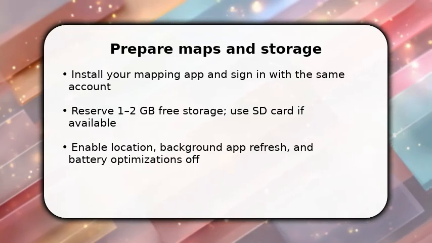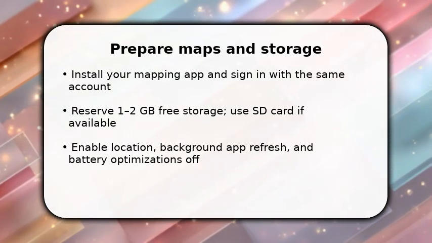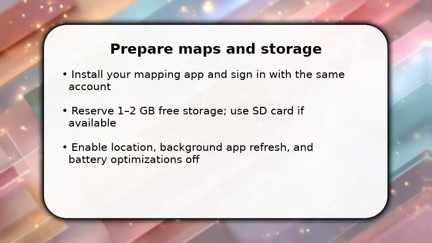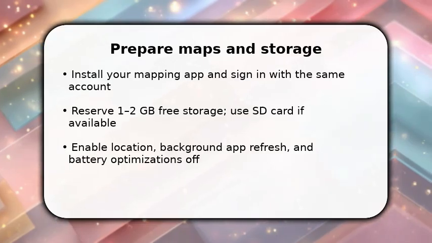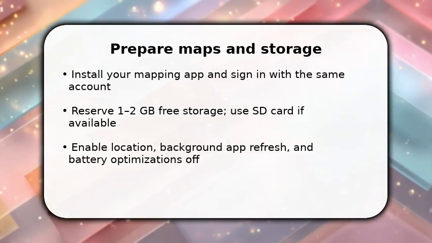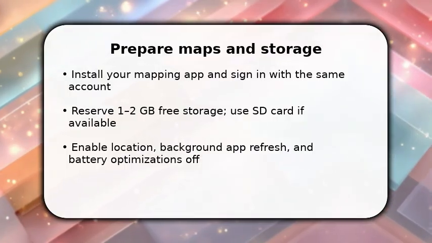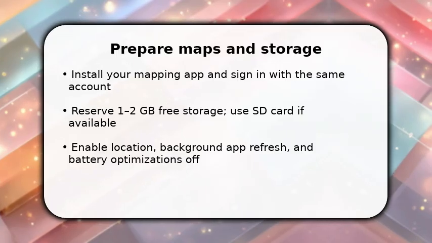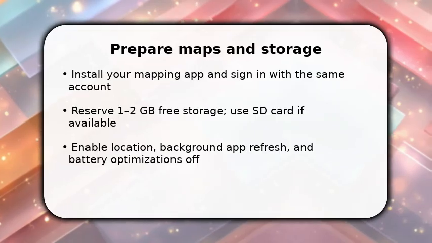Enjoy the video. You start by preparing the essentials. Open the mapping app and sign in so saved areas sync. Once done, allocate at least 1 to 2 GB of free storage or insert an SD card. This prevents mid-download failures. Make sure location services are on and battery optimization is disabled for the app so downloads won't pause. Now choose the region you need and zoom to include all routes.